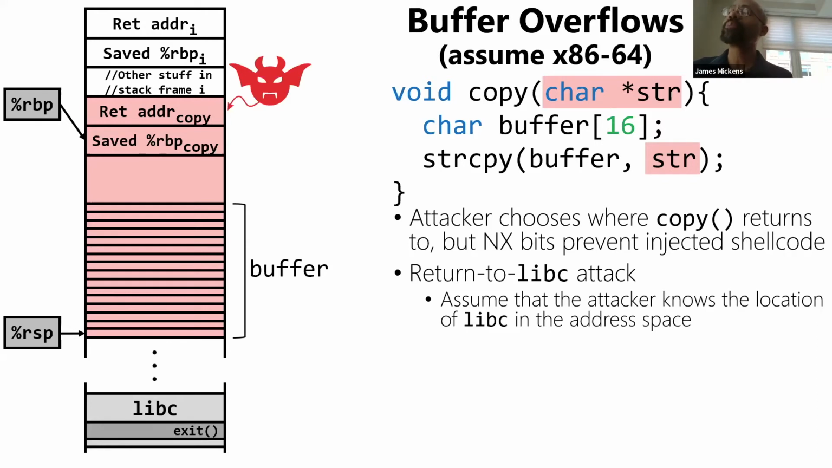As a preview of coming attractions, this is one type of defense that you could imagine trying to launch. You could try to randomize the location of things so that the attacker doesn't know where things are. But we'll talk about that in more detail in a bit. So let's for now assume that the attacker knows the location of libc in the address space.